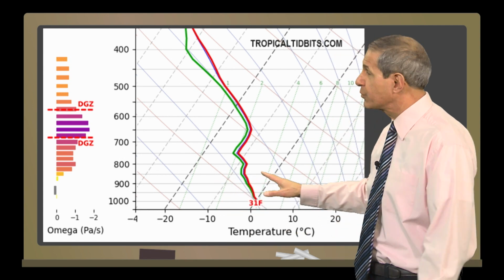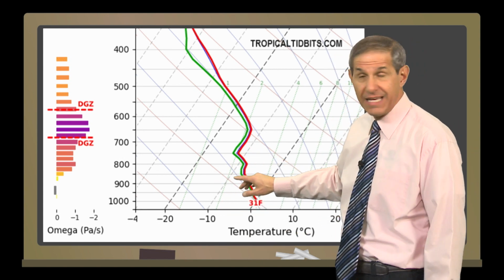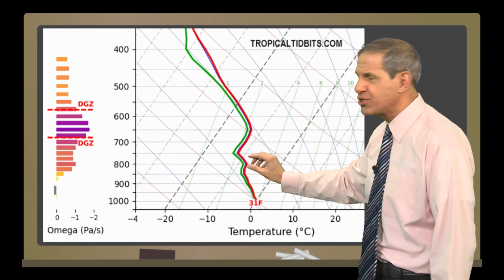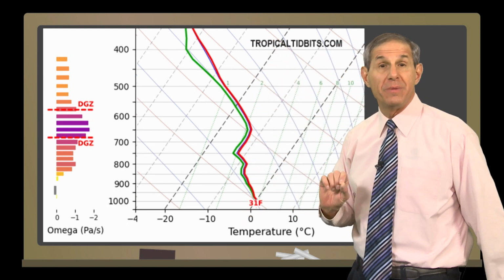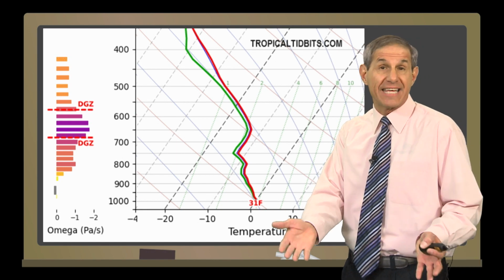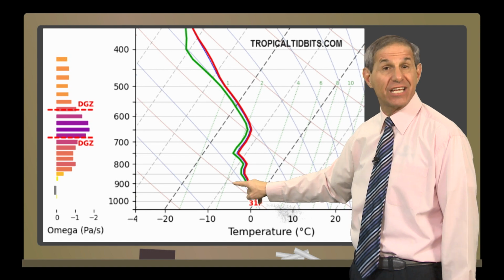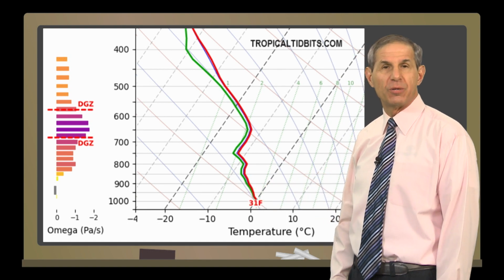Here's a plot of temperature in red and dew point in green in the lowest 25,000 feet of the atmosphere. Now, where the 2 lines are close together, the relative humidity is near 100%. We call that saturation, and a thick saturated layer like this is necessary for significant precipitation.